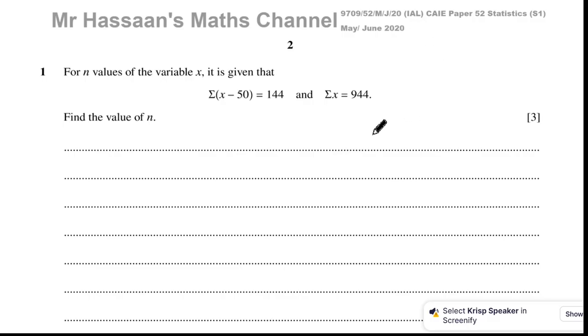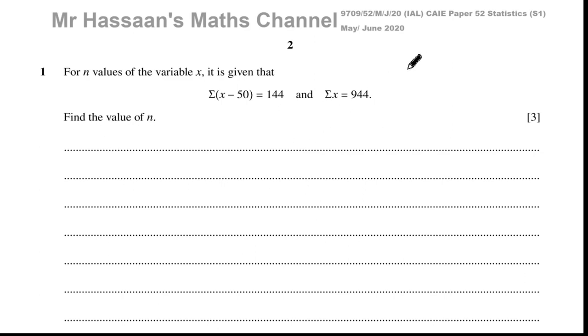And here we have a question which involves coding of data. It says for n values of the variable x, it is given that the sum of x minus 50 equals 144 and the sum of x equals 944. Find the value of n.